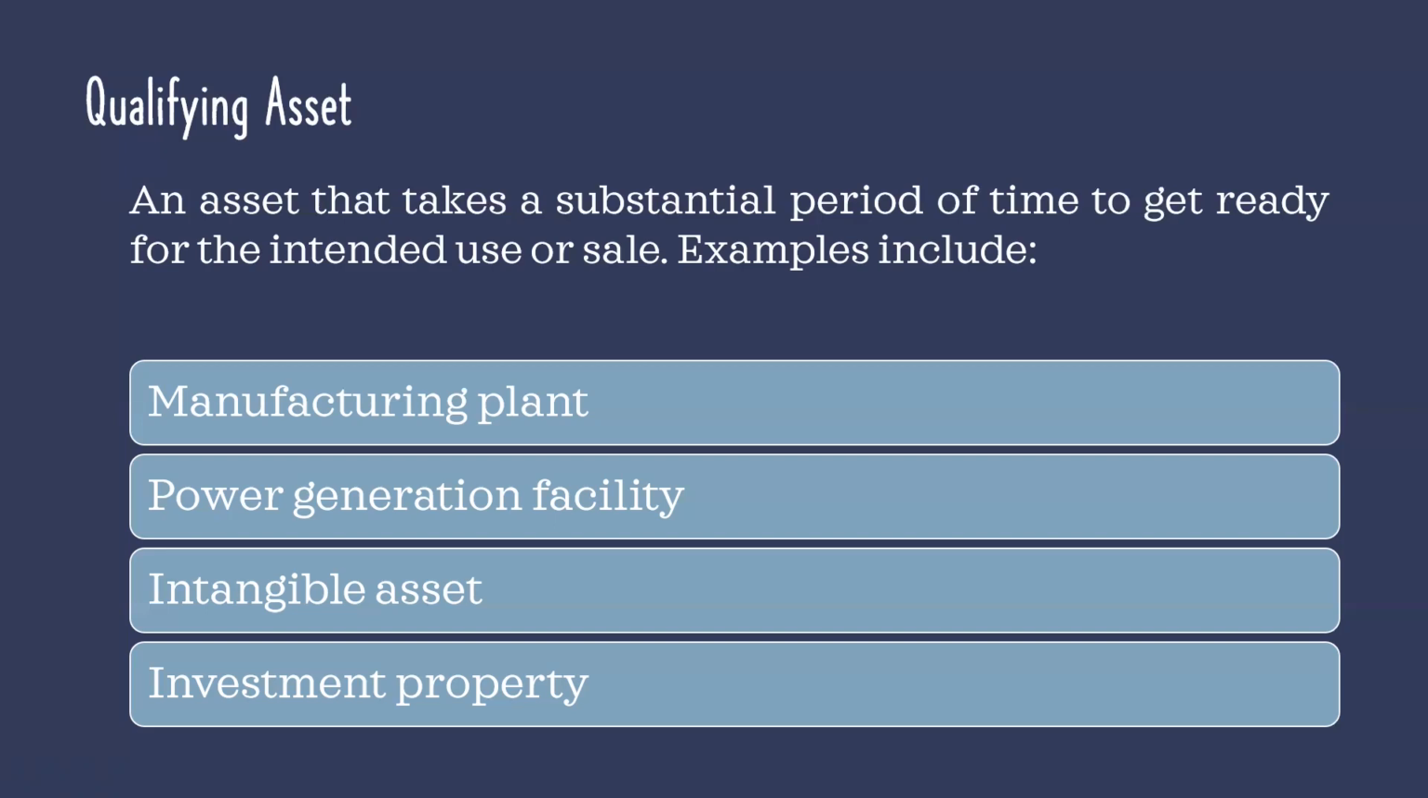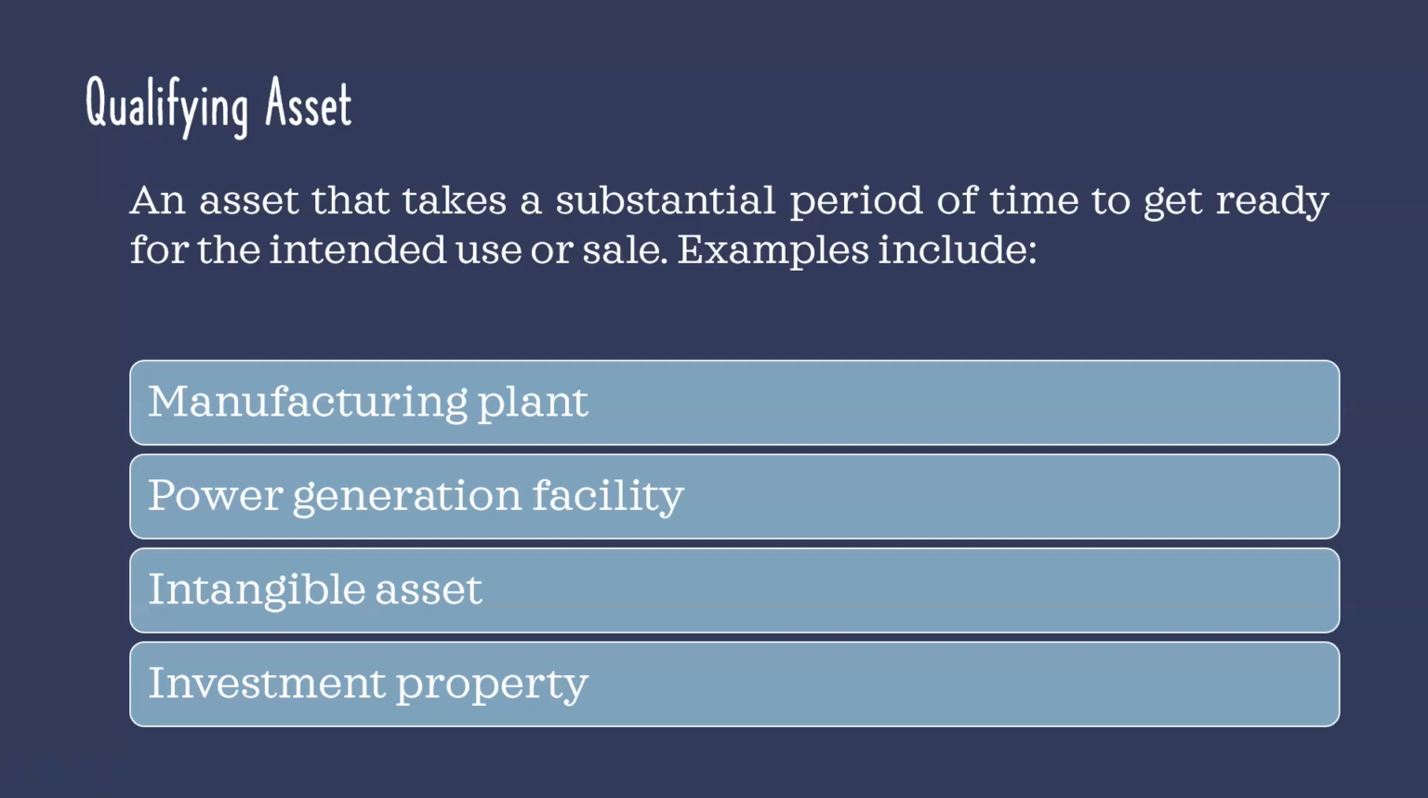Or an investment property. Say for example, nagpa-construct ka ng building with the intention of renting it out in the future pag matapos siya. So again, basically, pag construct ng building, medyo matagal siya matapos. So therefore, these types of assets are considered qualifying assets.